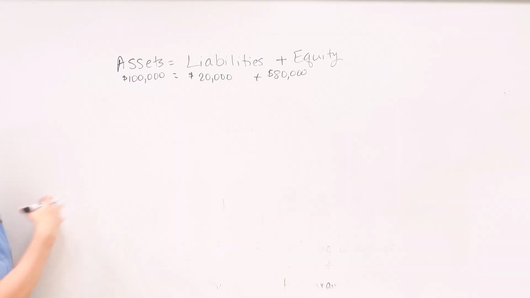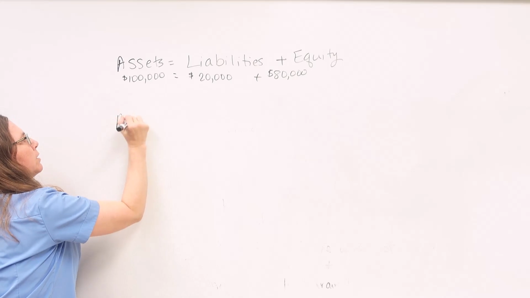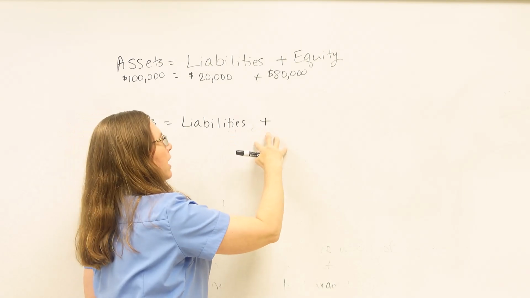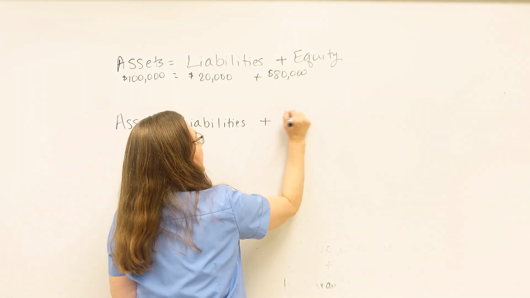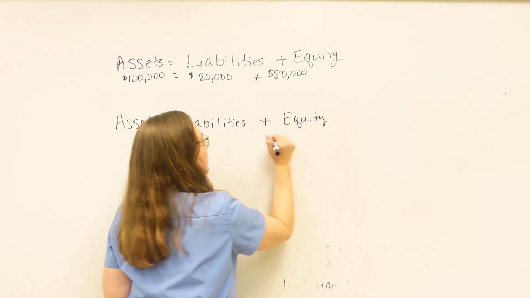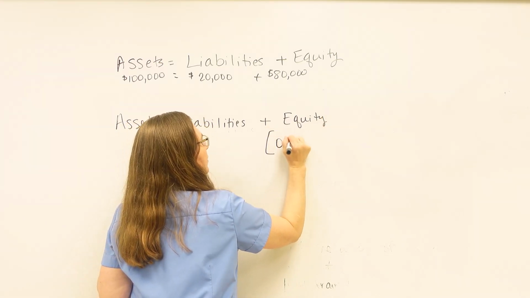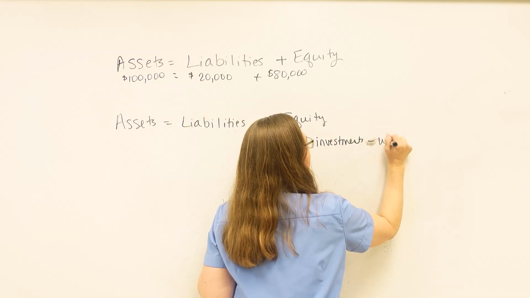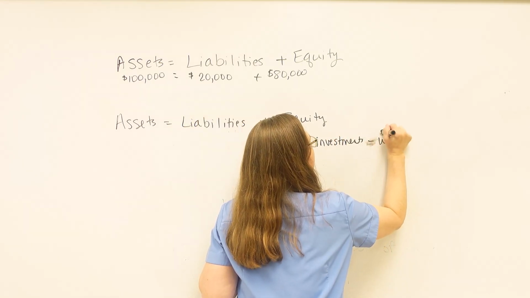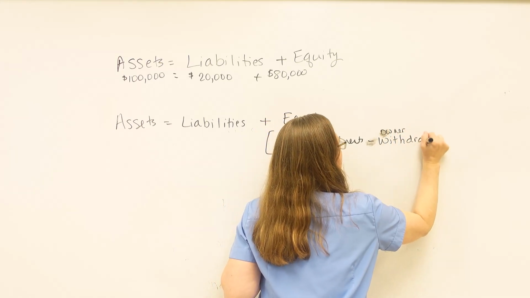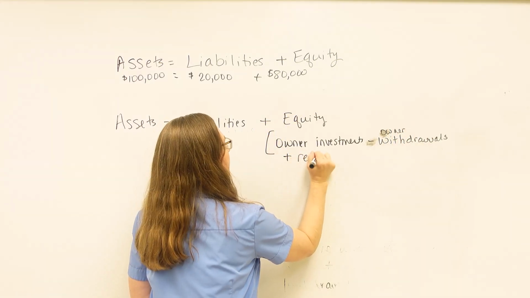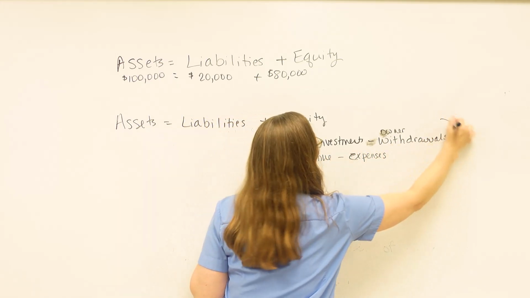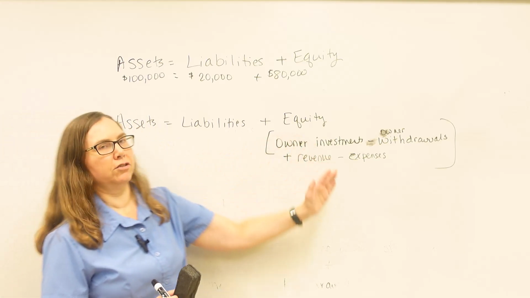Okay, so now that we've expanded a little bit on the equation, we're going to rewrite it. Assets equals liabilities. And for equity, we're going to break that out. We're going to say owner investments minus withdrawals, owner withdrawals, plus revenue minus expenses. So that is going to be the expanded equation for equity.